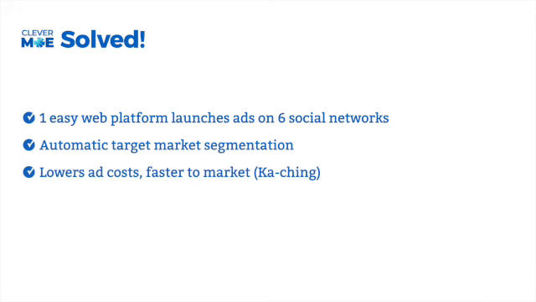The thing is that while advertising is terrible now for these merchants, you do have Clevermo as a solution. Clevermo is one easy web platform that launches your ads on 6 social ad networks. Currently, we support Facebook, Instagram, YouTube, LinkedIn, Twitter, and Reddit. And we're always adding additional platforms, so you'll get even more ad networks over time.